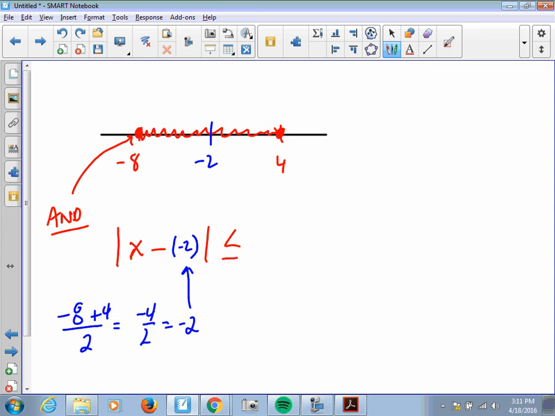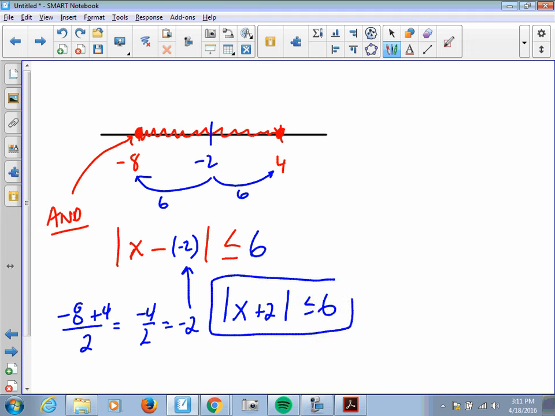Now what I have to do is figure out my distance. Well, my distance is how far I'm going this way and this way. And if I think about just counting, how far is it from -2 to 4 or from -2 to -8? That distance is 6 either way. So that's my distance there. And then if we clean it up, minus a negative becomes a positive, and then we have this. So this is the absolute value equation for that graph. Not difficult. Just remember, you've got to find what your center is. That's the average down here. And then you just clean stuff up from there.